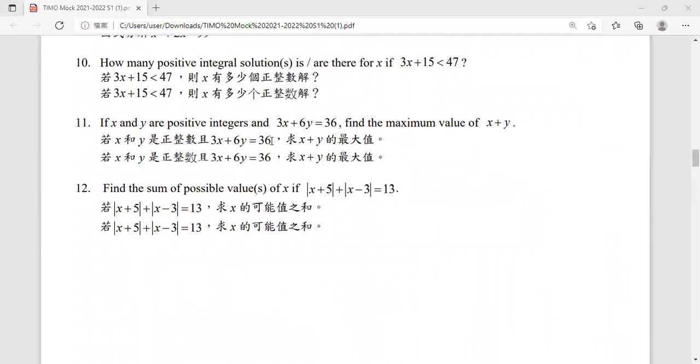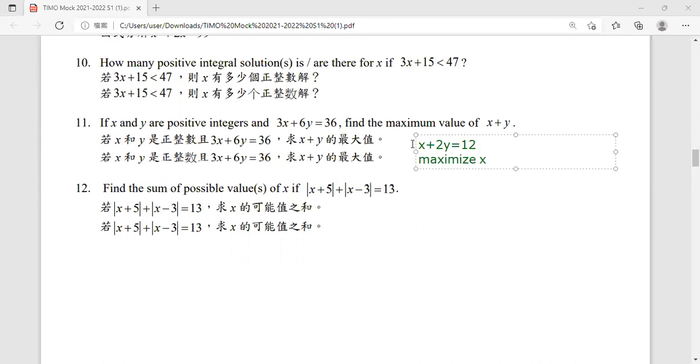Question 11. Now, actually, for these kinds of questions, you can do something like this. You can divide the whole thing by 3 first, okay? So x plus 2y is equal to 12. Now, because we want the maximum of x plus y, you have to maximize x. Because if you maximize y, the sum will be smaller.